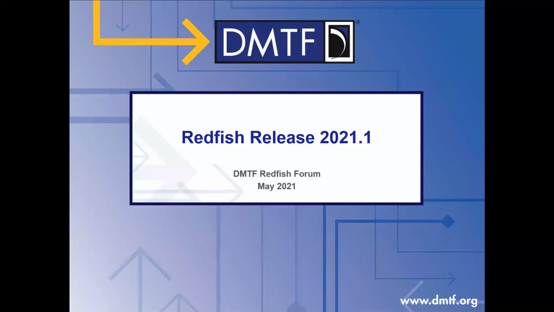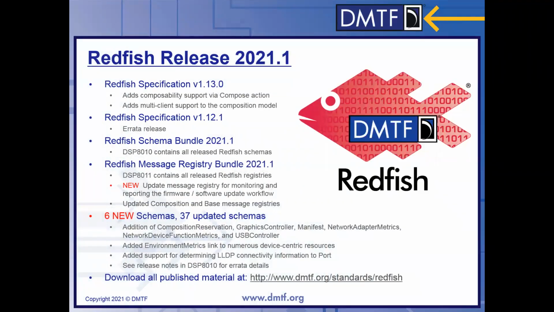So, Redfish release 2021.1. This is the latest release of the specification and the Redfish schema. It became publicly available just last week. Here is our general overview of the materials in the release. As is normal for the Redfish release cycle, we bundle and line up the specification, the schema bundles, and any of our other materials, and try to put these all out at the same time, on a cadence of about three or four times a year.